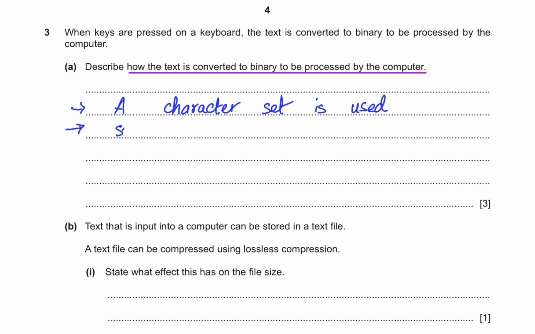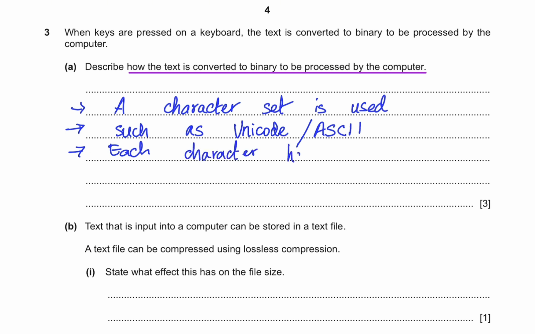Okay, such as Unicode or ASCII. Okay, and then each character has its unique binary value. All right. So for 3 marks, you need to say all these points.